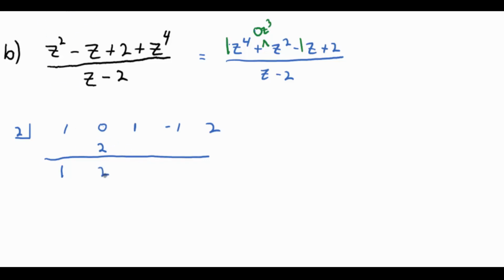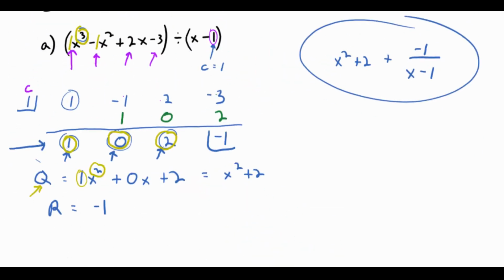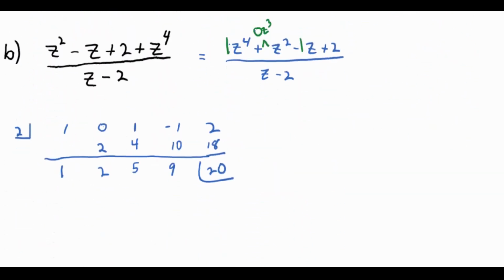2 plus 0 is 2. Start the process all over again. 2 times 2 is 4. Add them up, what do you get? 5. Start the process over again. 2 times 5 is 10. Add them up, what do you get? 2 times 9 is? Add them up, what do you get? 20. 20, that last number is your remainder. 20 is the remainder.